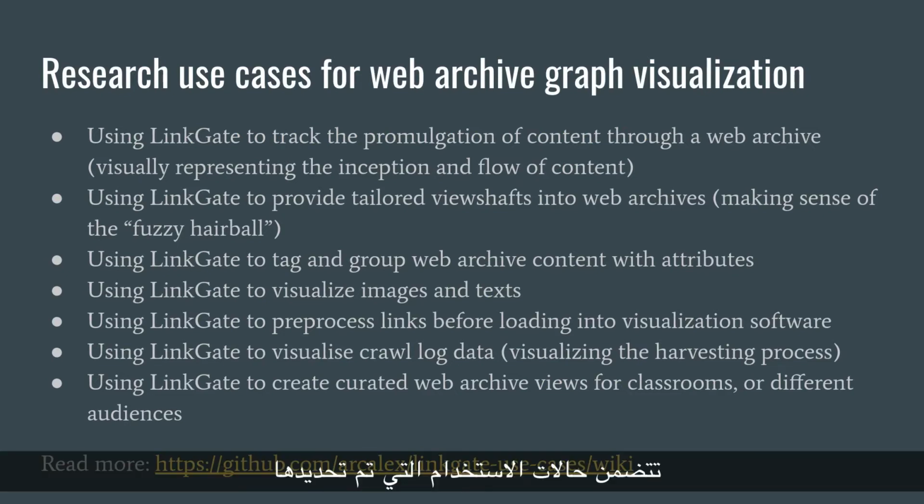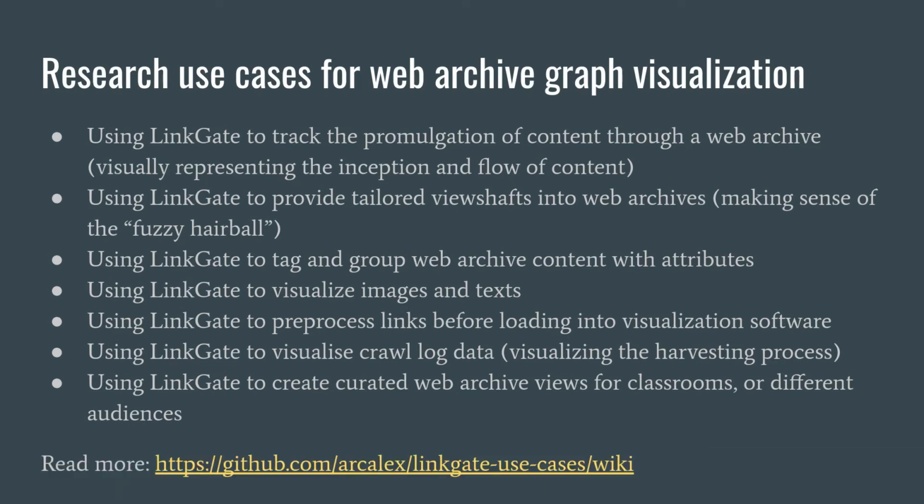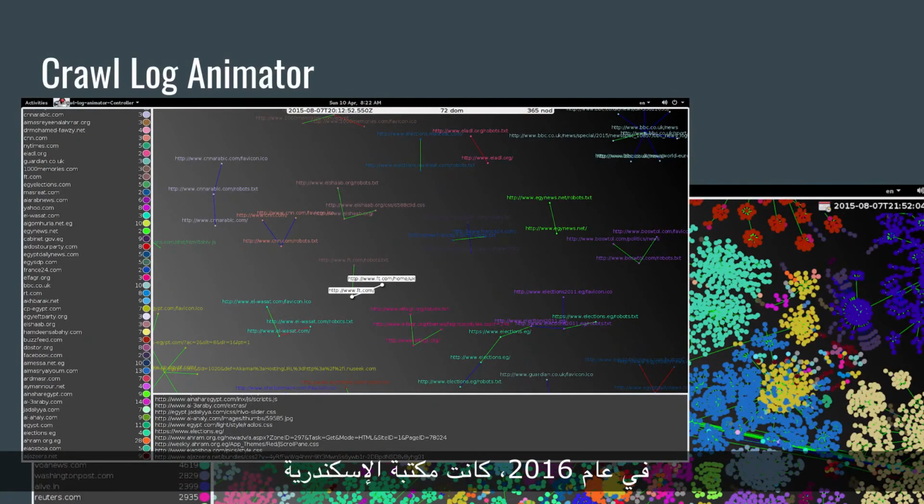Use cases identified include tracing how information flows on the web and also understanding patterns in complicated graphs, commonly referred to as fuzzy hairballs. The use cases are maintained online, and we always welcome contributions. In 2016, Bibliotheca Alexandrina developed an earlier graph visualization tool, the Crawlog Animator, for visualizing the process of capturing web pages to include in a web archive.